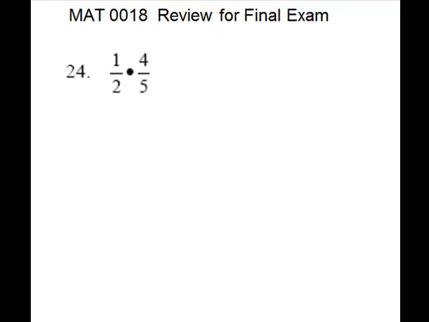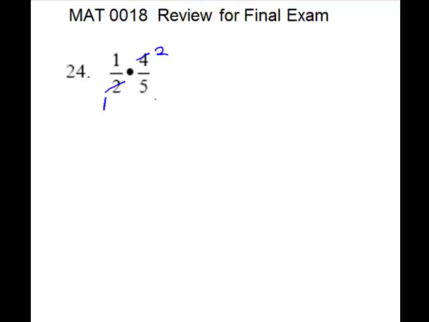Next, we have a multiplication of fractions, and this is where we try to cancel or divide out any common factors on the diagonals. So we check on this diagonal, and we do have a common factor. 2 divides into each piece. So we'll divide by 2. 2 will divide into 2 one time, and 2 will divide into 4 2 times.